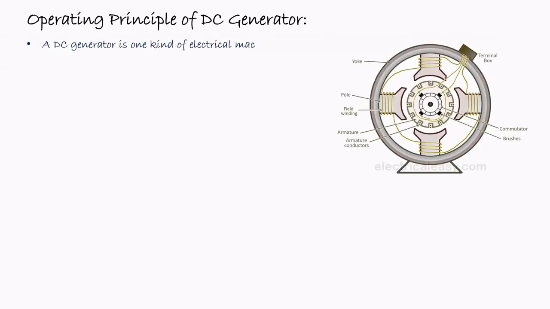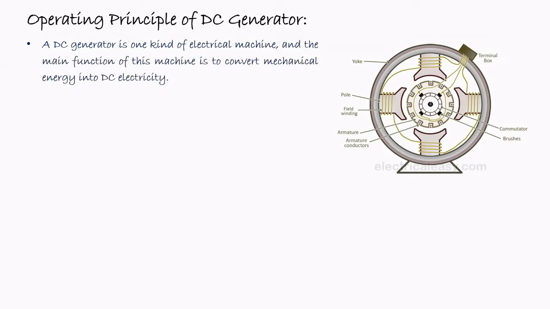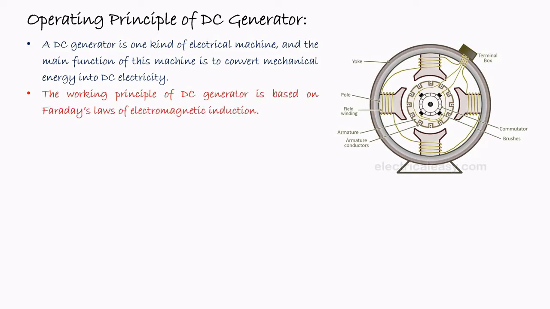The DC generator is one kind of electrical machine, and the main function of this machine is to convert mechanical energy into DC electrical energy. The working principle of the DC generator is based on Faraday's law of electromagnetic induction. That is, E is equal to minus N d phi by dt, which states that if any conductor experiences a change in flux, then an EMF will be induced in the conductor.